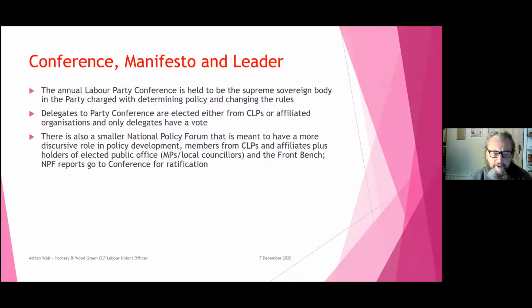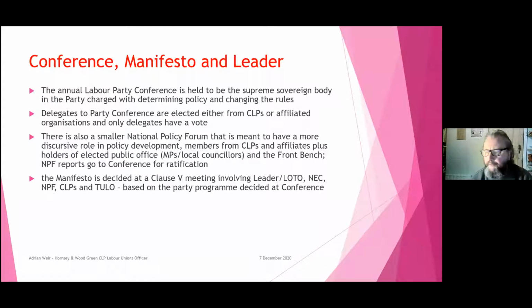There is a smaller organisation called the National Policy Forum that's meant to have a more discursive role in policy development. And here, it's not just the CLPs and the affiliates, but also holders of elected public office who have a right to participate and a right to vote as well. So MPs, local councillors, the front bench, all have an opportunity to have their say and have a vote in this more discursive role in policy development. But of course, NPF reports do go to the annual conference, and the NPF reports need to be ratified by the conference before they can be part of the canon of party conference.